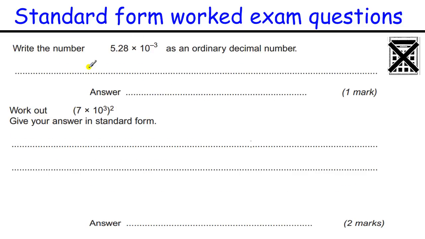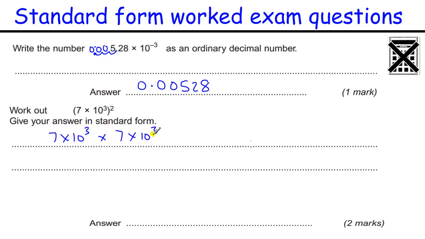Okay, right, this is an ordinary decimal. So we've got 5.28 times 10 to the minus 3. It can help to put some zeros in here and just count: 1, 2, 3, that's where the decimal point needs to move to. So we've got 0.00528.